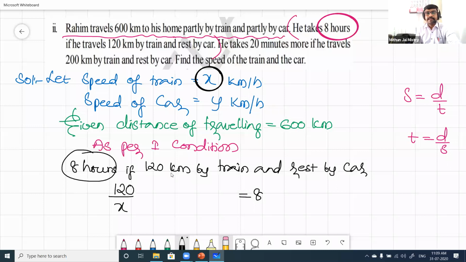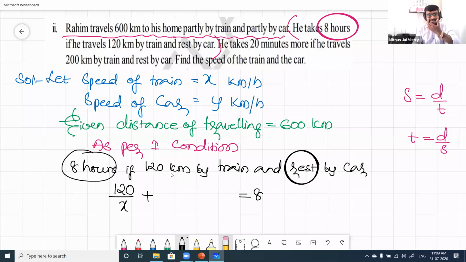So 120 by x. Sir, is there any relative speed here? No relative speed. Why relative speed here? Train is train, car is car. They are not traveling together. So why relative speed? No. So it is 120 by x plus the rest by car.